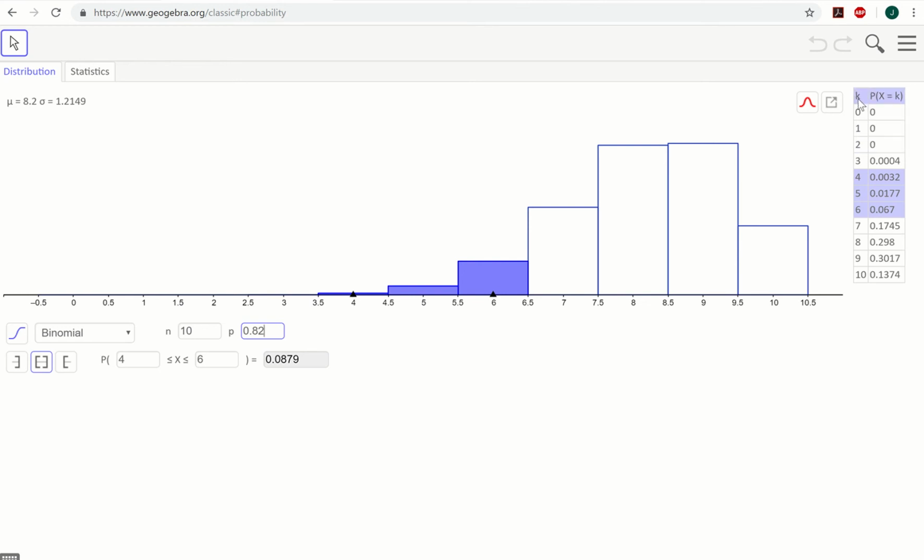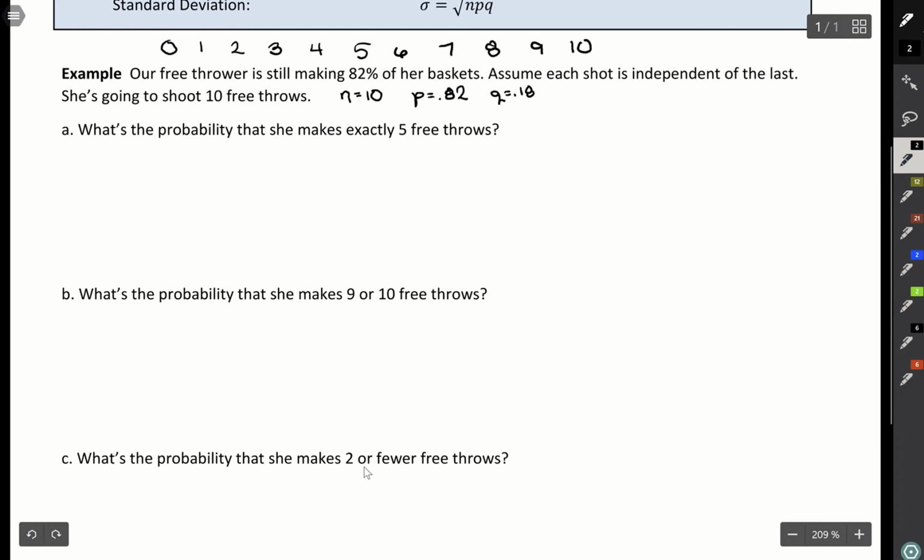So K right here is this idea of number of successes. You can see here's our list 0 through 10, and these are the possible outcomes for number of successes. Then what's being listed right next to it is the probability attached to that number itself. So the probability of her making 0 baskets is a 0% chance. Probability of her making 10 baskets, well, next to it is 0.1374, so there's a 13.74% chance she makes all 10 baskets. So let's work through these probabilities using GeoGebra.